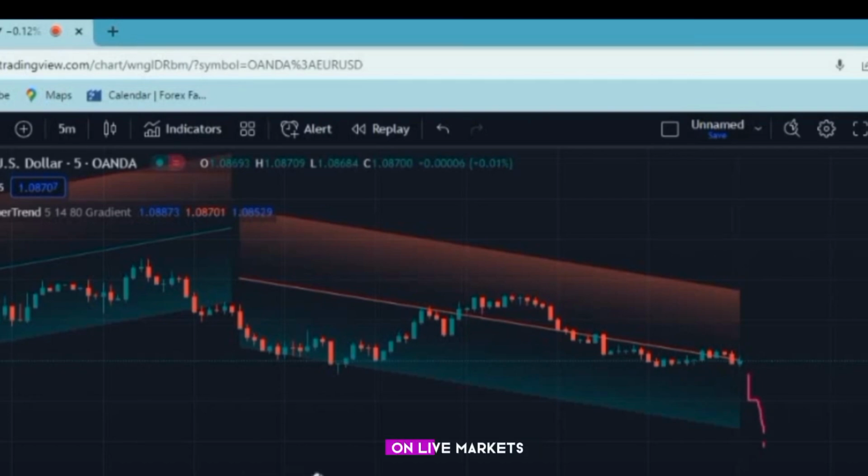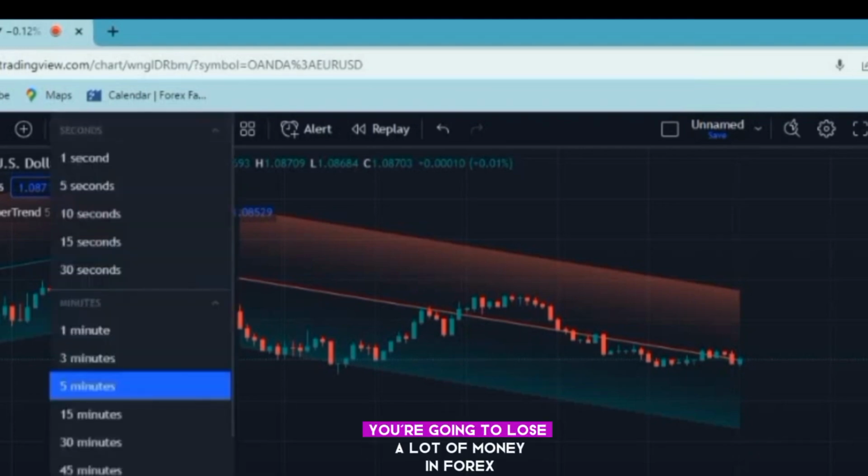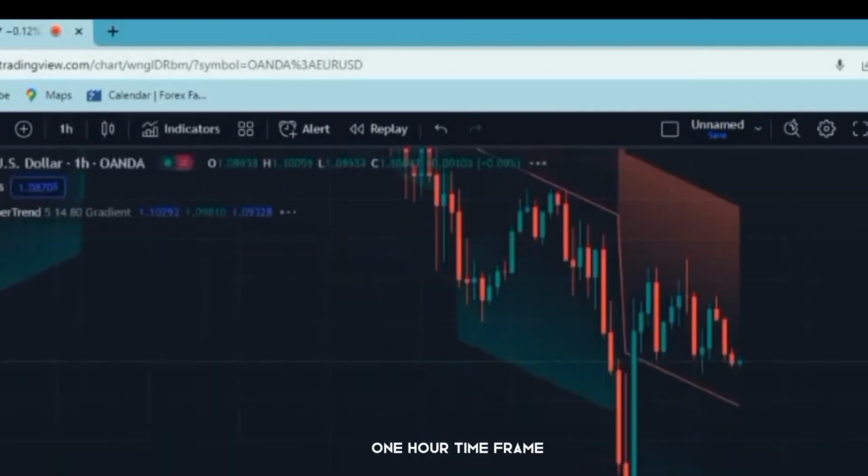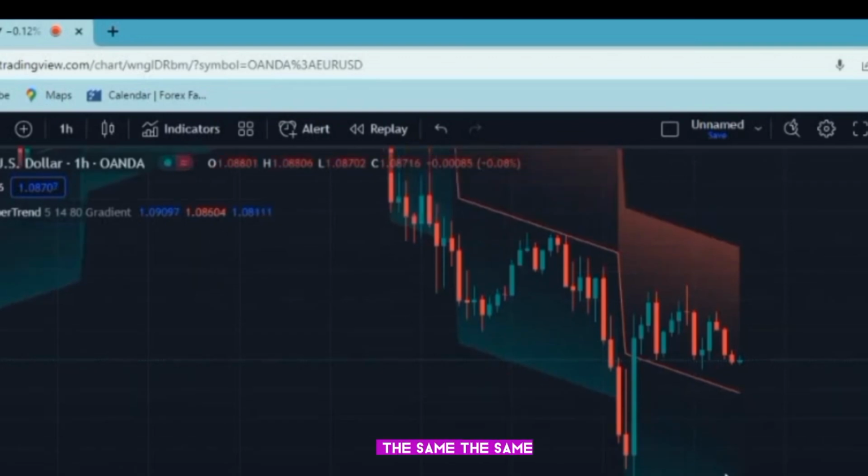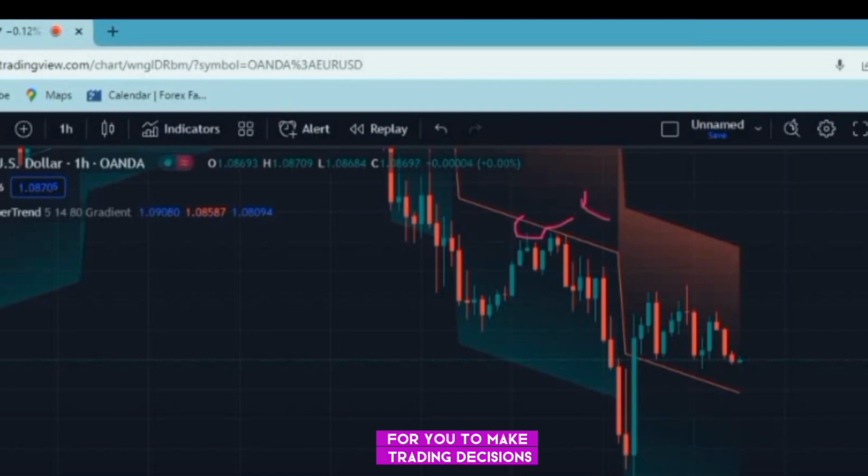Testing everything on live markets, 5 minutes time frame. Forex needs patience. Patience is a virtue that really pays. If you're not patient, you're going to lose a lot of money in Forex because it needs patience. So guys, this is the 1 hour time frame. You can expect the same strategy, because you can see as well, when you look at past events, price was reacting to the center line. Center line is everything you really need to make trading decisions.